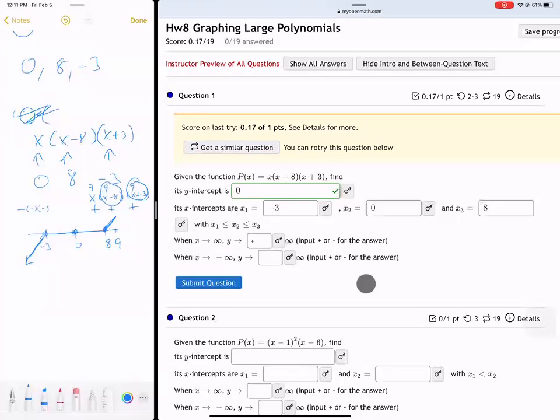If you are unsure about that, I want you guys to look here. Pick a number that's less than negative 3. Negative 4. That's going to give us a negative. Negative 4, negative 8 still negative. Negative 4, positive 3 is still negative. You can plug it in and you'll see that that's also still negative. So we know it's going to be negative here.